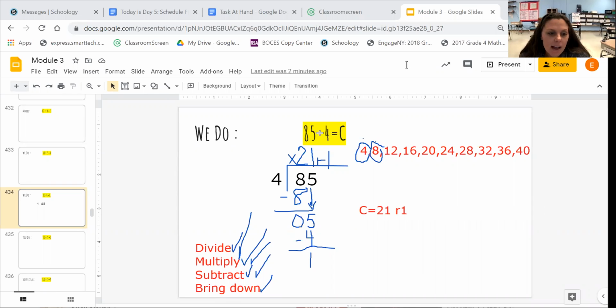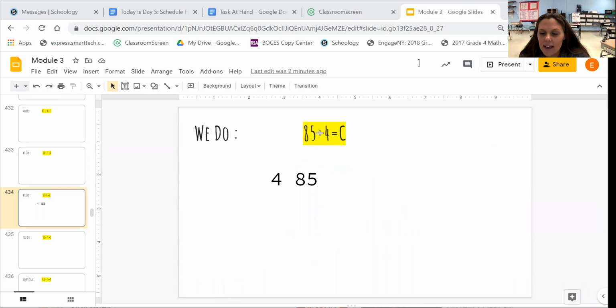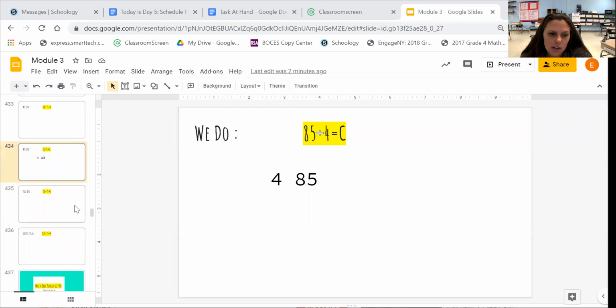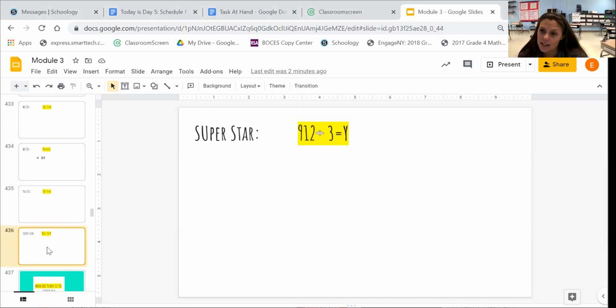Nice job, guys. I don't want to take up all of your time here, so I want to show you the superstar question. It's on your exit ticket as well, but I just wanted you to know that when we're doing something like this, it's the same process, but I want you to try it because I haven't taught you yet. Just try it and see what you think, okay?